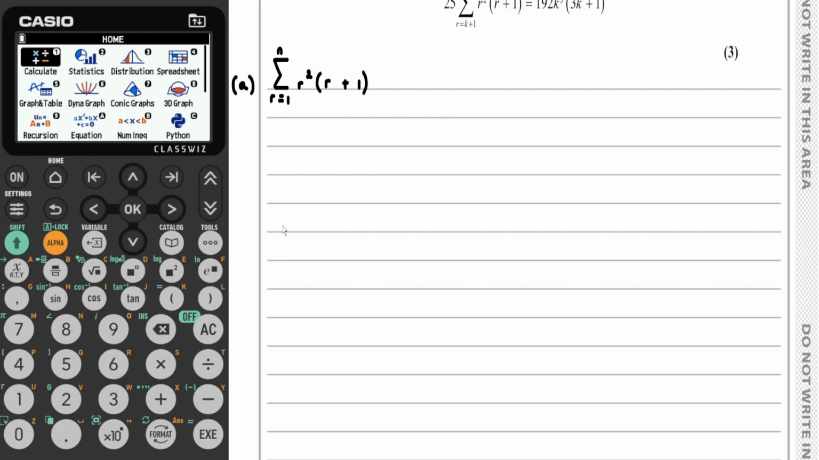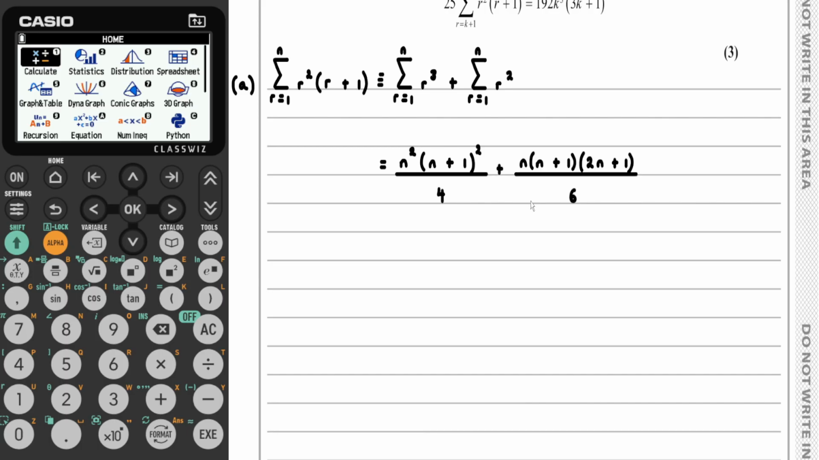We have this formula, and if we expand r squared times r plus 1, we end up with r cubed plus r squared. And don't forget, we need to apply the summation to these. So using the standard formula for r cubed and r squared that we've just seen in the formula book, this term here will equal n squared times n plus 1 squared over 4, and this term here will be n times n plus 1 times 2n plus 1 over 6.